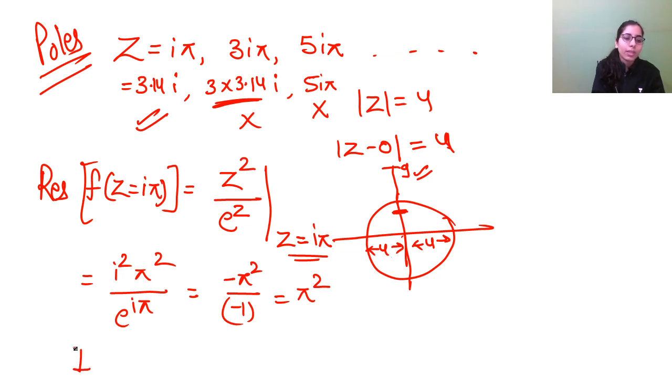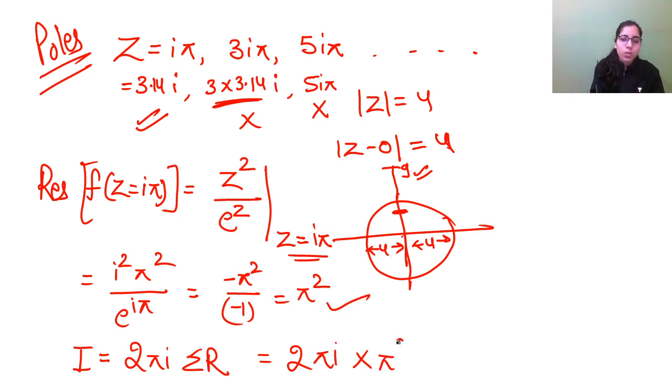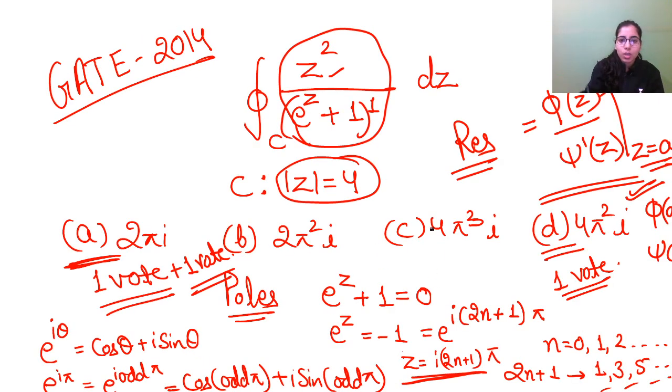Now if we want to get the integration, we know that the integration is 2 pi iota into the sum of residues at the poles which are existing within the contour. So 2 pi iota into the residue pi square will become 2 pi cube iota. Clear? Is there anything like 2 pi cube iota in the options?